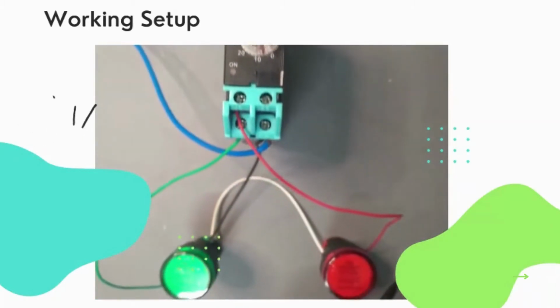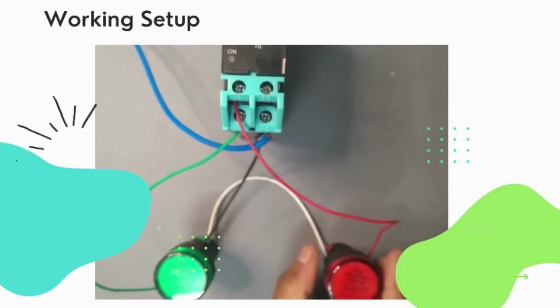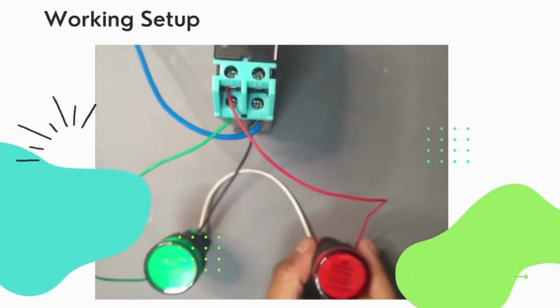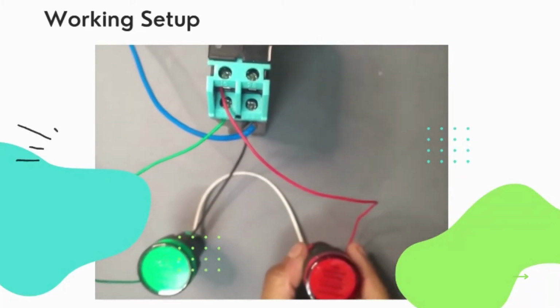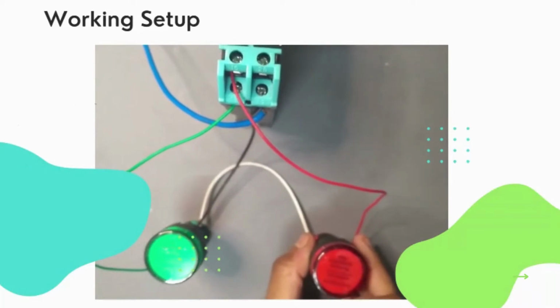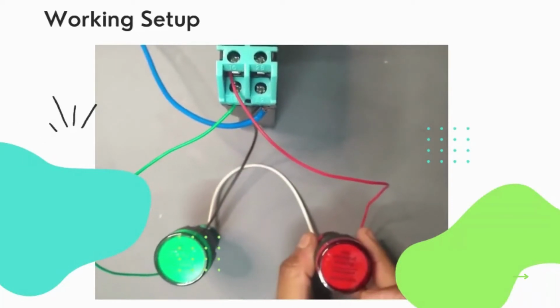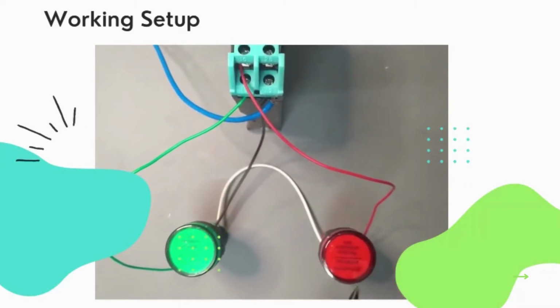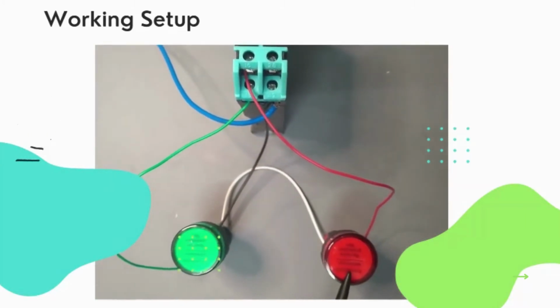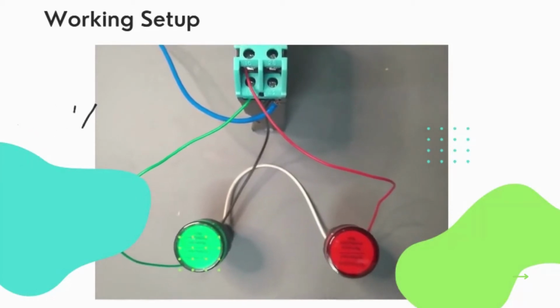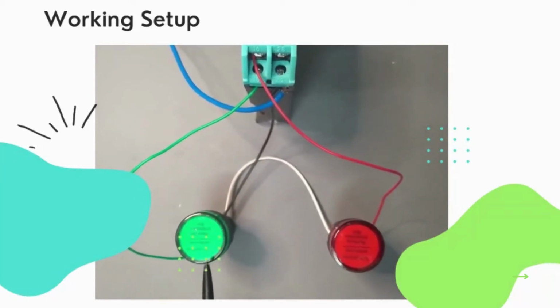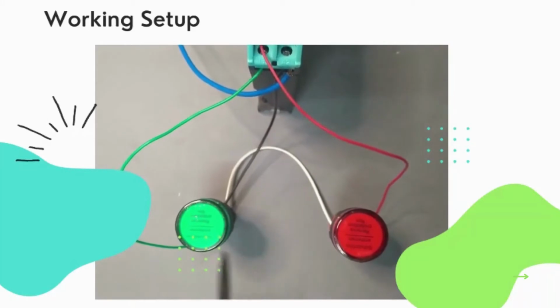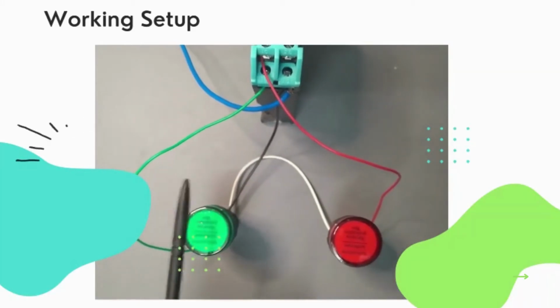Also, the red indicator is for the delay interval. When my delay is in delay period, my red LED is on, and when the delay interval is off, the green LED will be on. So now let's check the working of this delay timer.